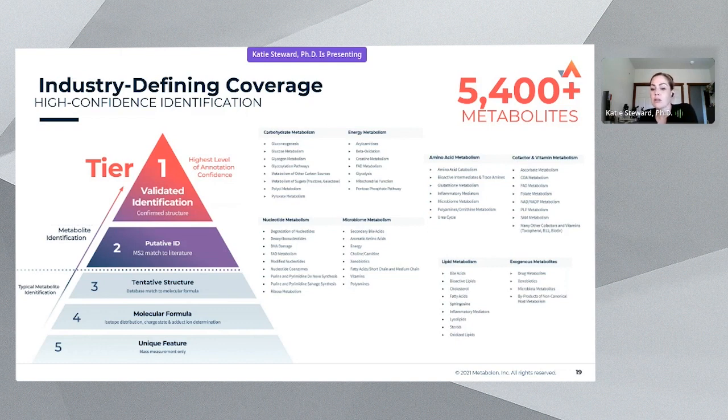We also have a lot of xenobiotics in our library, exogenous metabolites. We see a lot of drug metabolites in our library. We also have 20 years of institutional knowledge, like I was discussing, and a lot of that also is related to microbiome. So we have a lot of knowledge around the microbiome as well.